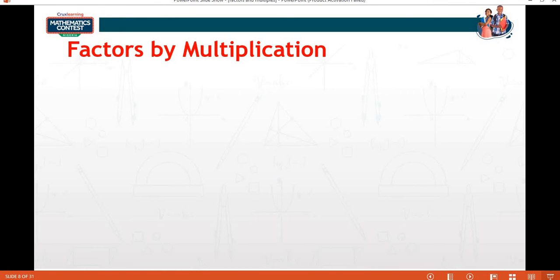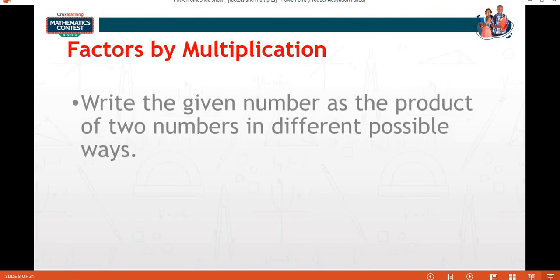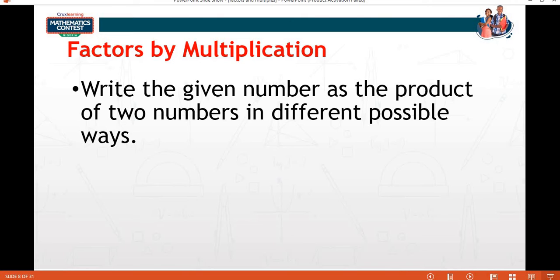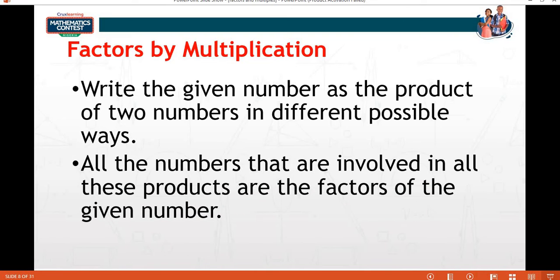Okay, we look at factors by multiplication. How do you work out factors by multiplication? Let's see. Write the number given as the product of 2 numbers in different possible ways. Okay, that's the first thing. All the numbers that are involved in all these products are the factors of the given number.